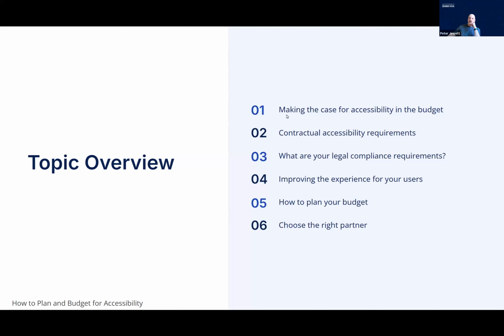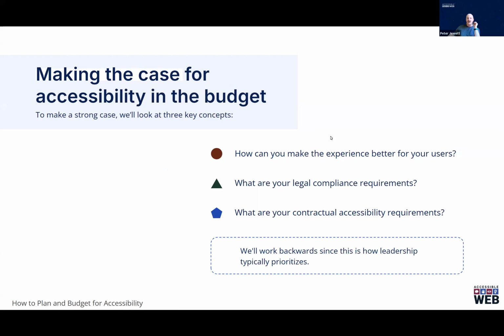So we are going to go over making the case for accessibility in the budget, kind of broadly what we've seen as we talk to our customers. Then we're going to get into contractual accessibility requirements, legal compliance requirements, improving the experience, maybe the most important reason to do accessibility, and then how to plan for your budget and end it like all good webinars with a sales pitch, a quick sales pitch on choosing the right partner.